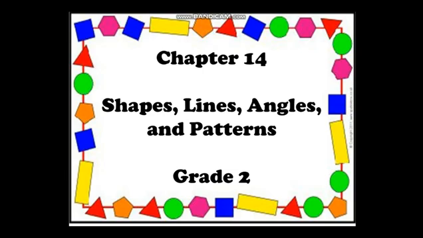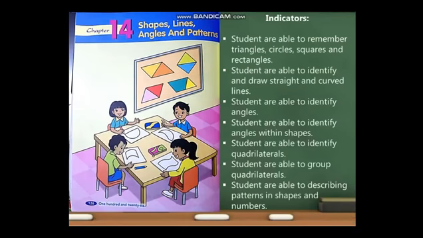Today, we are going to learn Global Math, Chapter 14 about shapes, lines, angles, and patterns. So, our indicators of materials today are: students are able to remember triangles, circles, squares, and rectangles. Students are able to identify and draw straight and curved lines. Students are able to identify angles. Students are able to identify angles within shapes.